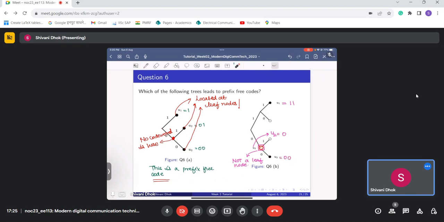Now this is an intermediate node. This is not a leaf node, and this node takes us to another leaf node, which is here. So if this node leads to one leaf node, the code which is located at that leaf node will have a prefix of whatever code word is assigned at this particular node. That is, this U2, which is 0, is a prefix of this U3 that is located here. So it clearly shows that, since this is not a leaf node, it leads to creation of a prefix like this, and therefore this is not a prefix free code.